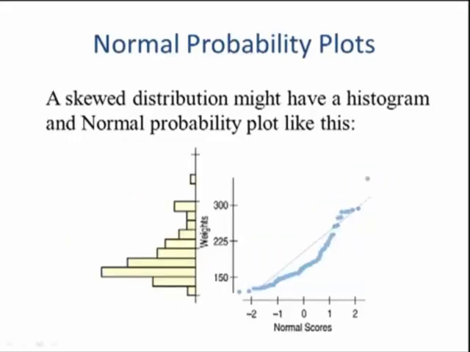Now this is an example from a skewed distribution. Here we have the histogram, and here's the QQ plot, or the normal probability plot. Clearly this is not linear.